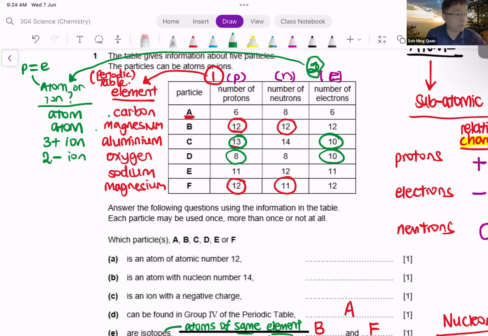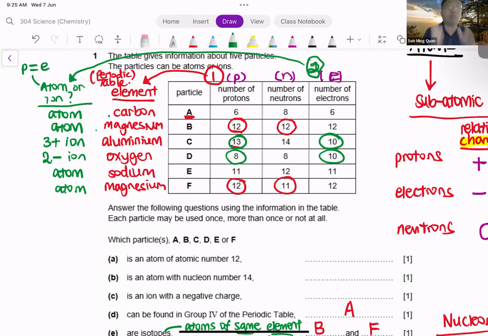Finally, sodium and magnesium, E and F. We also use the same principle. Look at the electrons and compare with the protons. For E, it has 11 electrons, 11 protons. So same. If the two are the same in number, it's an atom. So it's a sodium atom. Finally, F, 12 protons, same as 12 electrons. So it's also an atom.